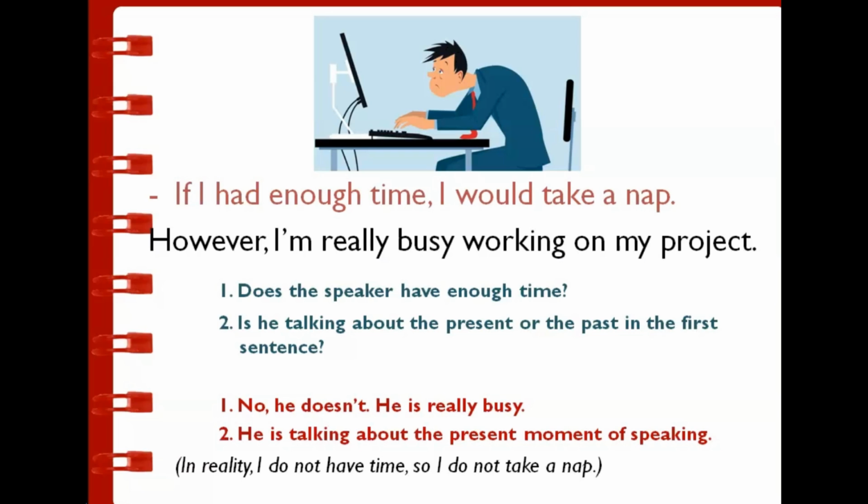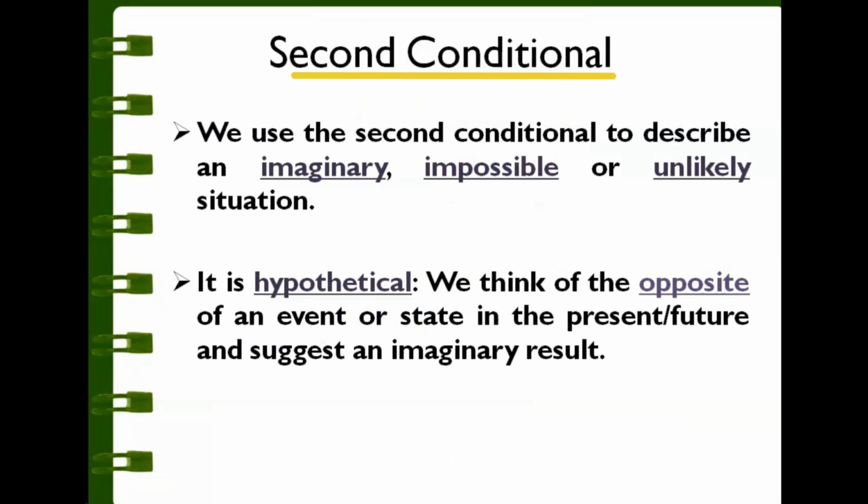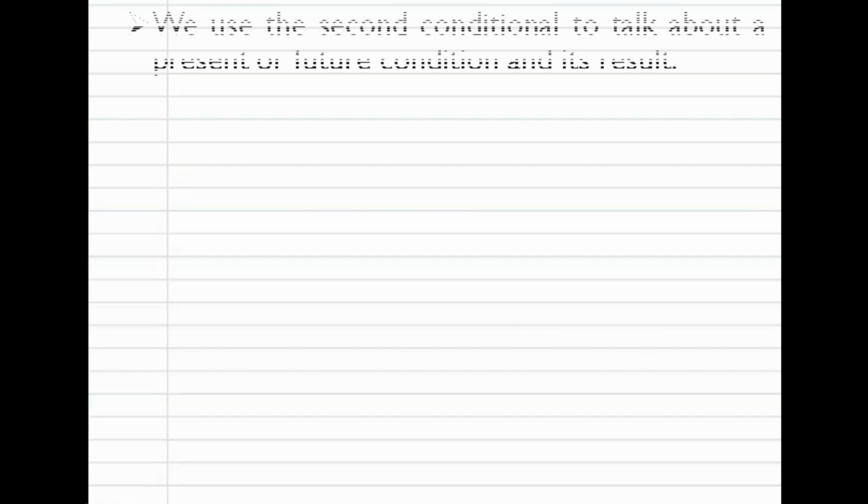We use the second conditional to describe an imaginary, impossible, or unlikely situation. It expresses a hypothetical way of thinking. We think of the opposite of an event or state in the present or future and suggest an imaginary result. We use the second conditional to talk about a present or future condition and its result. Let's have a look at the form closely.